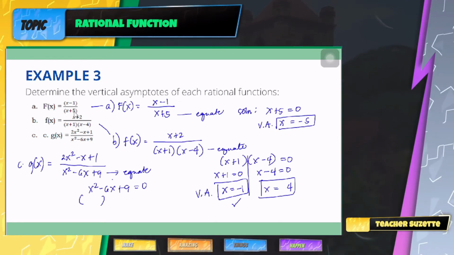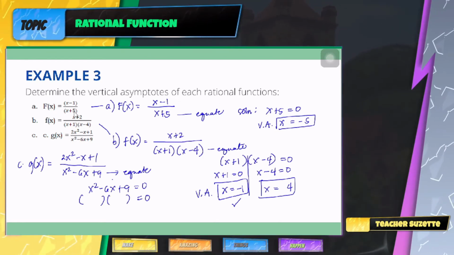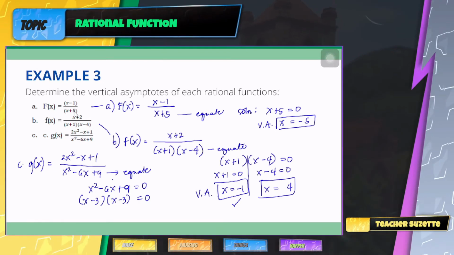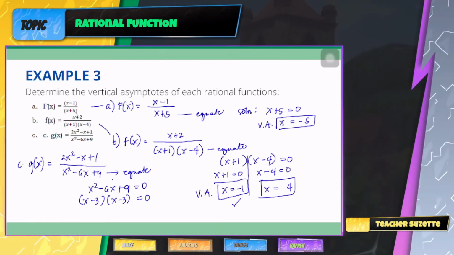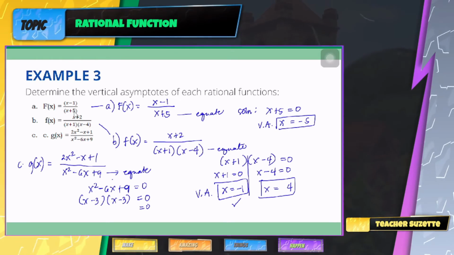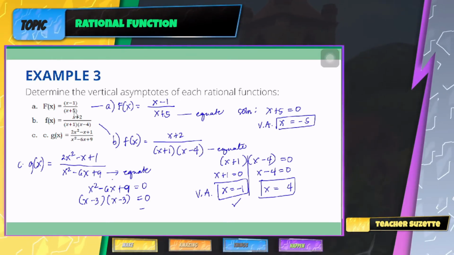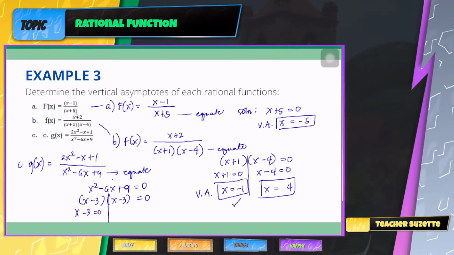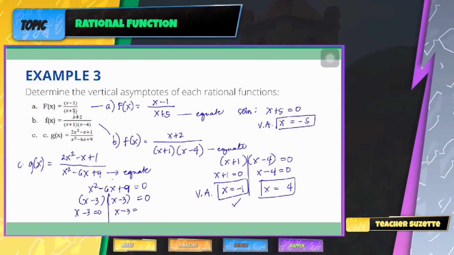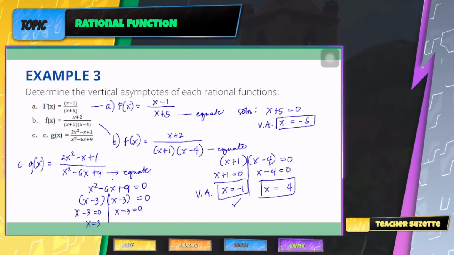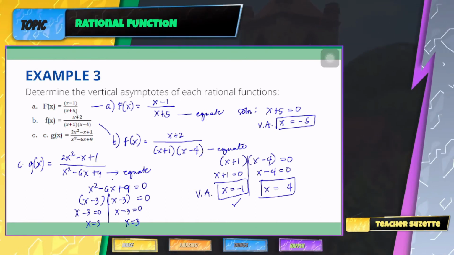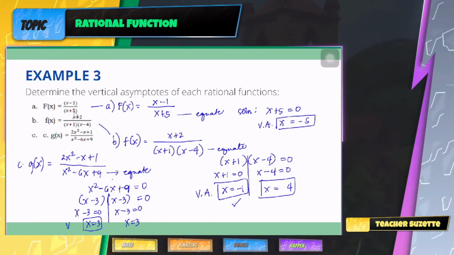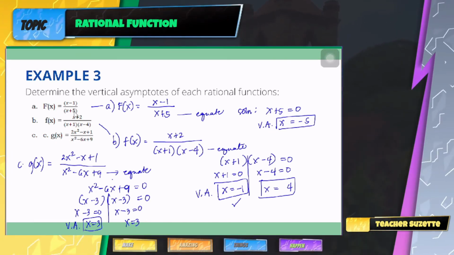And we can factor this into negative 6 and 9. So, therefore, that is x minus 3, x minus 3. No? Then equate mo to 0 both your factors. So, magiging x minus 3 is equal to 0, then x minus 3 is equal to 0, wherein your x is equal to 3. So, isa lang po ang magiging vertical asymptote mo. Magkaparehas lang naman po siya.